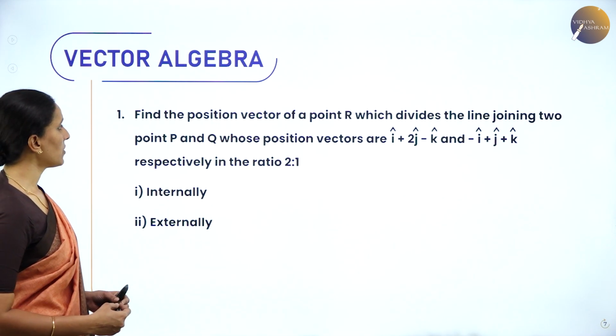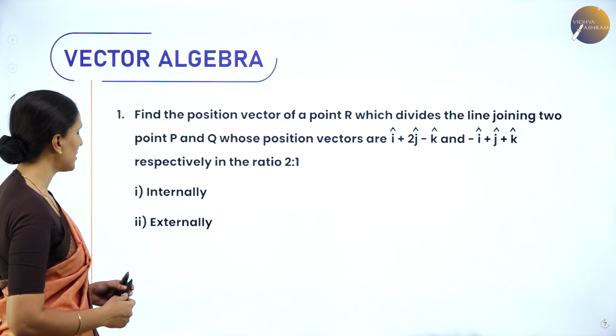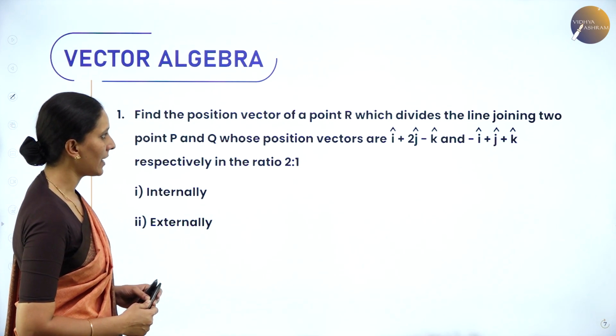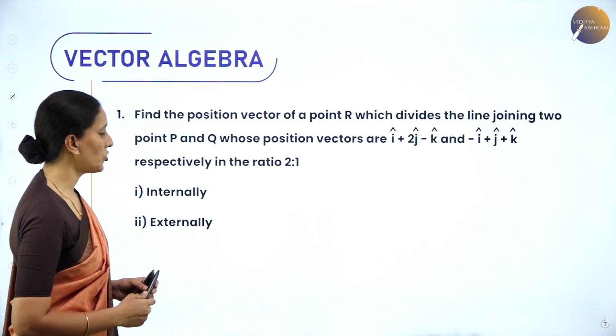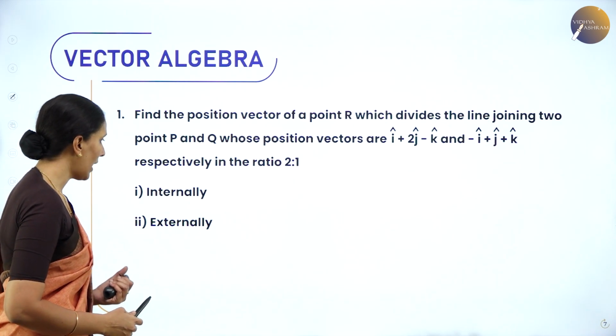Next, find the position vector of a point R which divides the line joining points P and Q, whose position vectors are i plus 2j minus k and minus i plus j plus k respectively, in the ratio 2 is to 1 internally and externally.